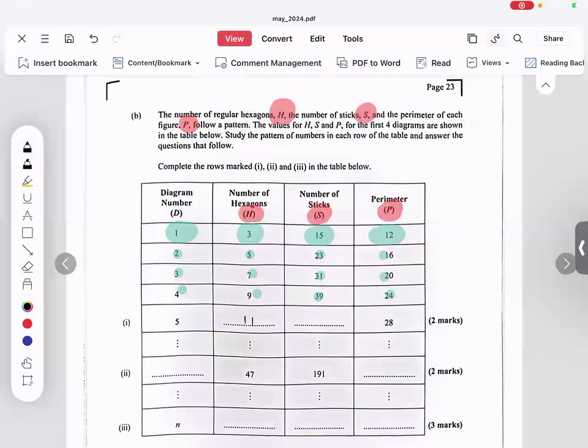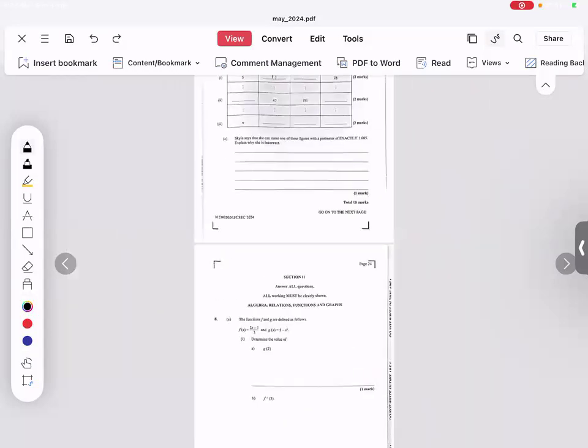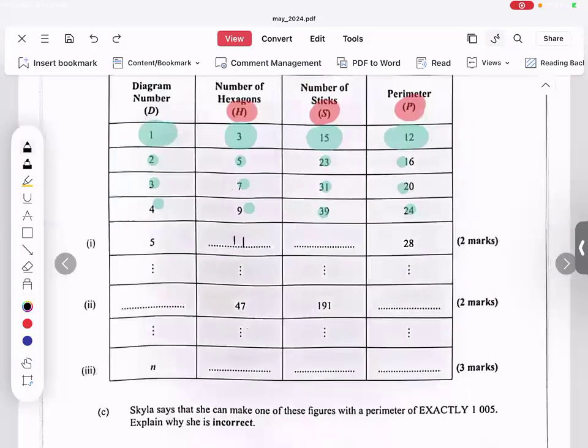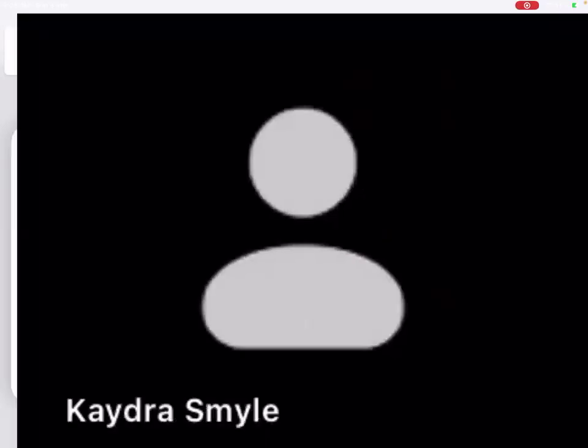Everybody in agreement? Yes, sir. You can start over, please. Guys, your mic is unmuted. I think Miss Kedra, I think your mic is unmuted. I'm not sure.